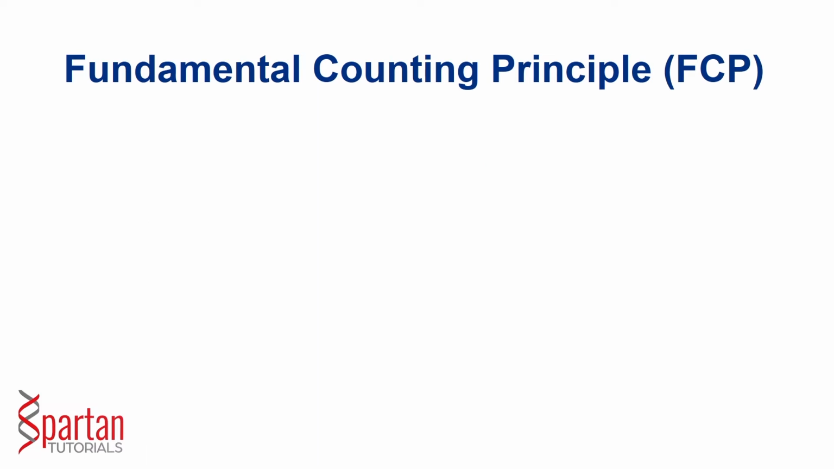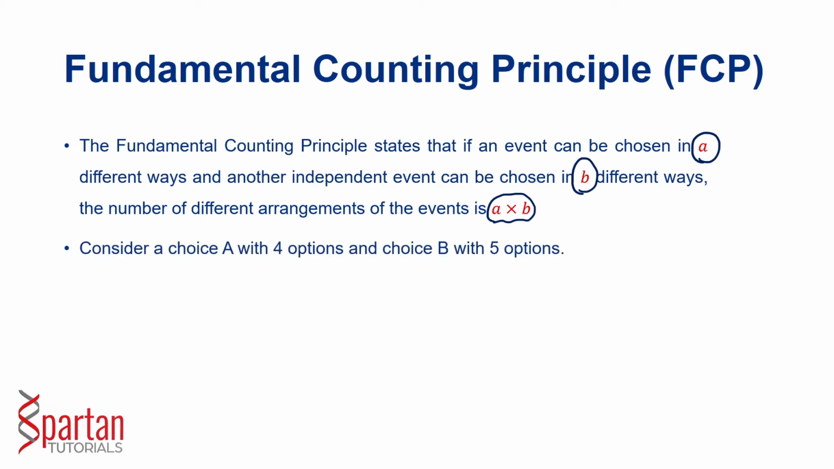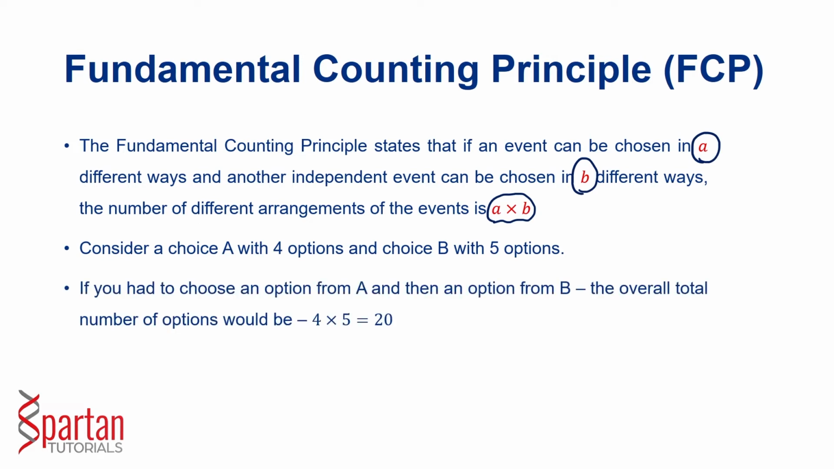Let's discuss the fundamental counting principle, FCP, first. The fundamental counting principle basically states that if an event can be chosen in A different ways and another independent event can be chosen in B different ways, the number of different arrangements or permutations of these events is A multiplied by B. So consider a choice A with 4 options and a choice B with 5 different options. If you had to choose an option from A and then another option from B, the overall total number of options would be 4 multiplied by 5, or 20.